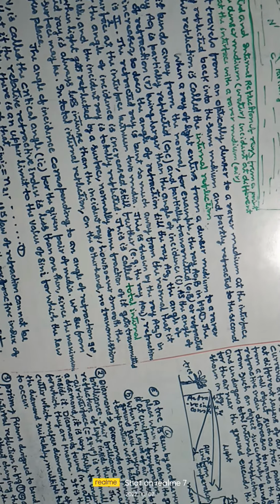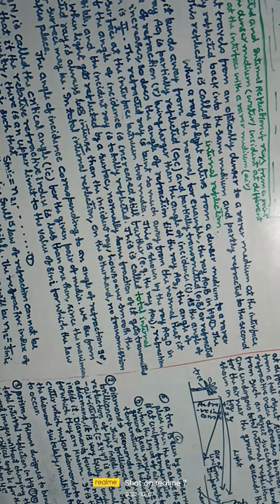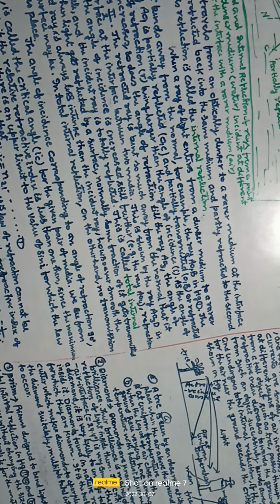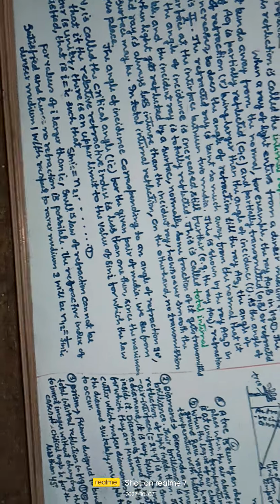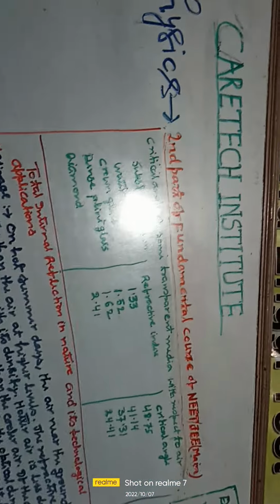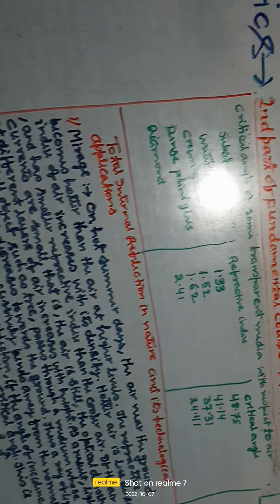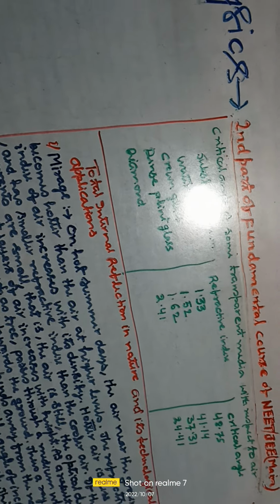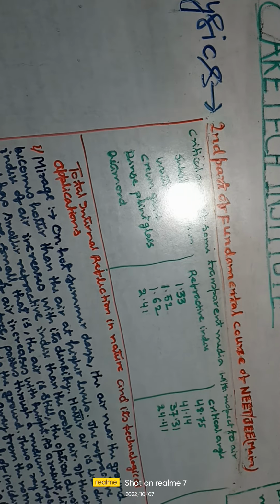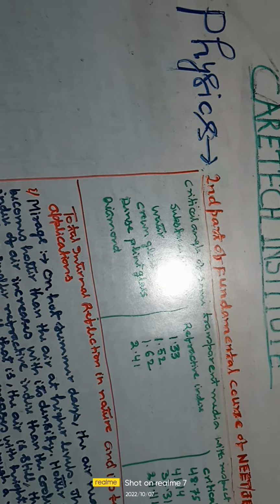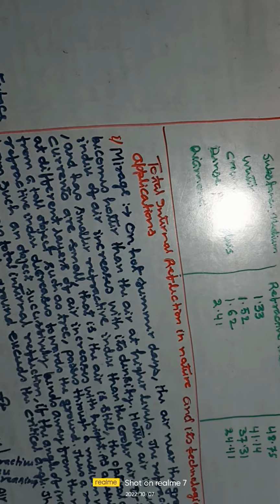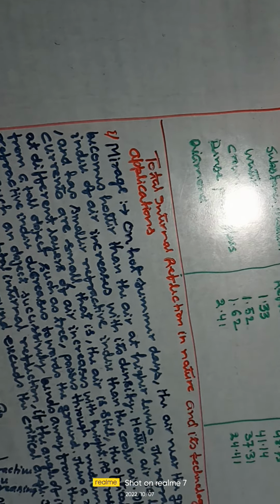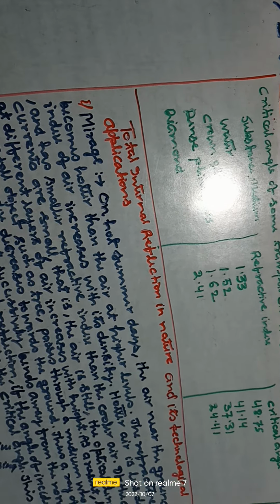The refractive index of the denser medium 1 with respect to the rarer medium 2 will be n1 to 2 equals 1 over sin i_c. The critical angle of some transparent media with respect to air, for butter, crown glass, dense flint glass, and diamond, is given in table 1.